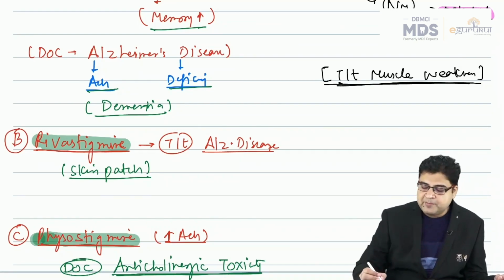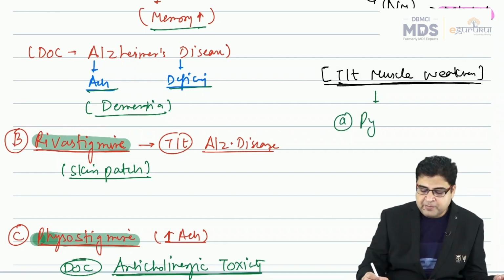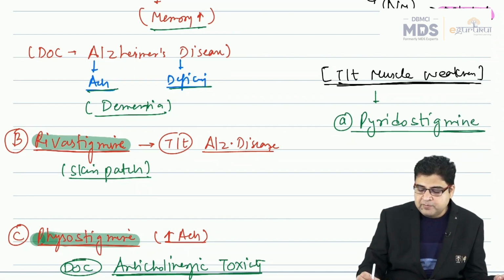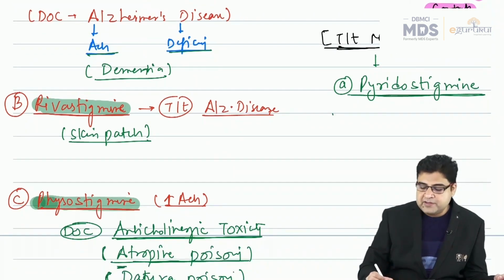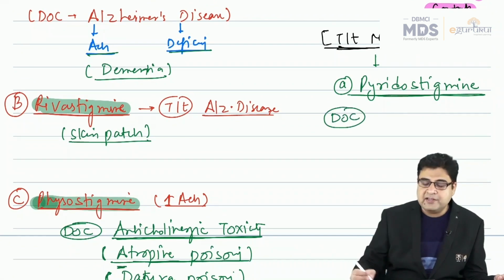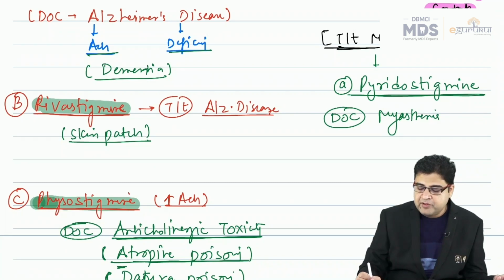So which drugs are present over here? We have a medicine over here. The drug name is pyridostigmine. Pyridostigmine is considered the drug of choice for a muscle weakness disorder. We call it myasthenia gravis.